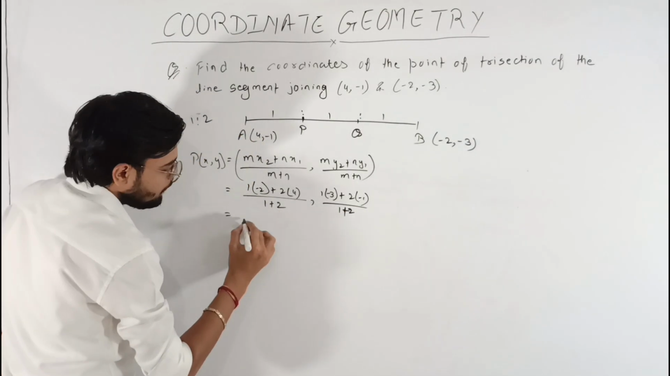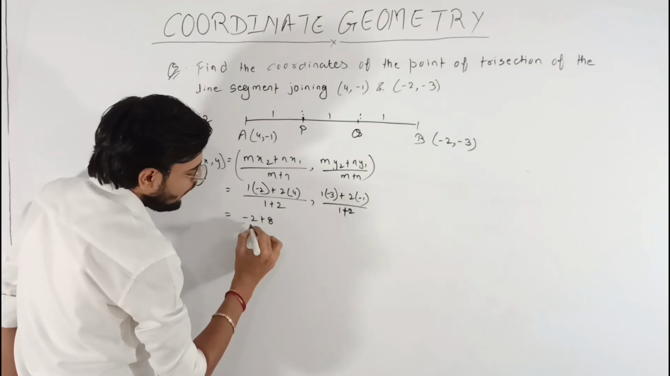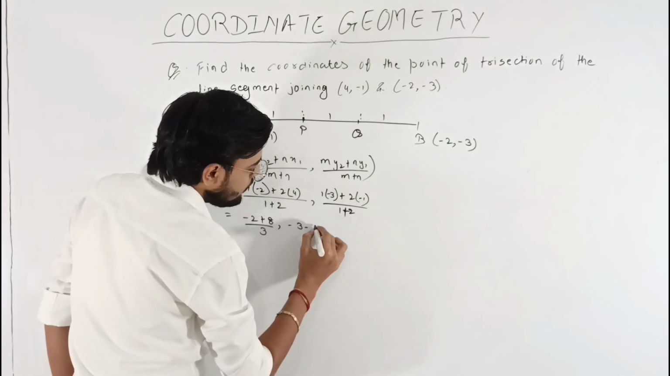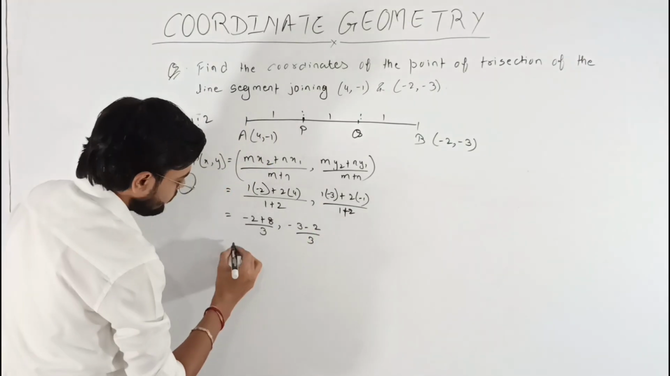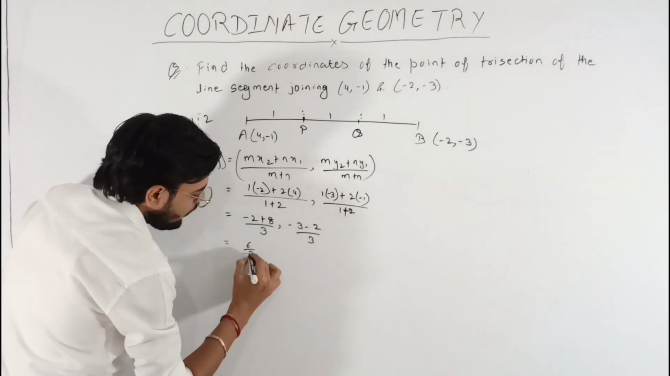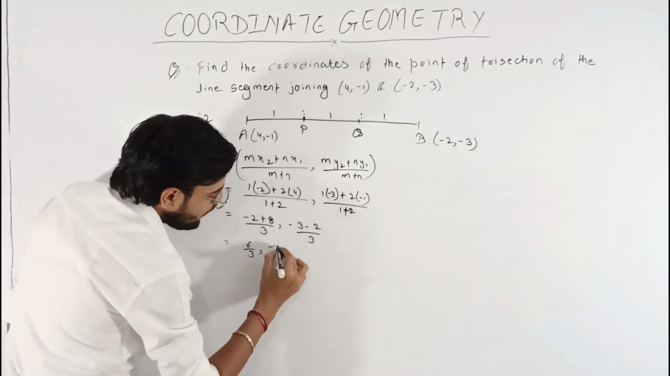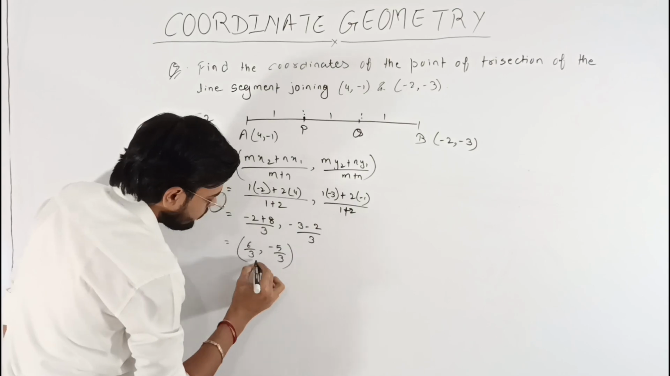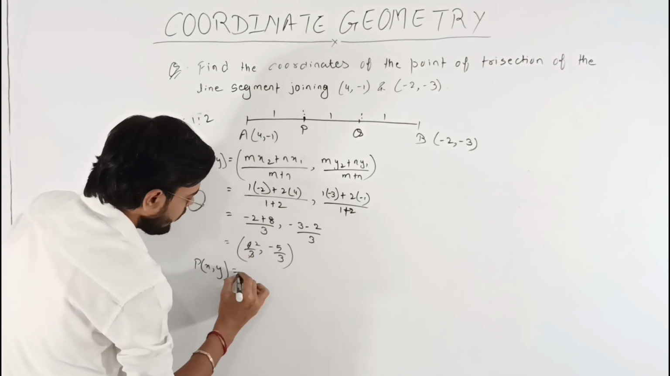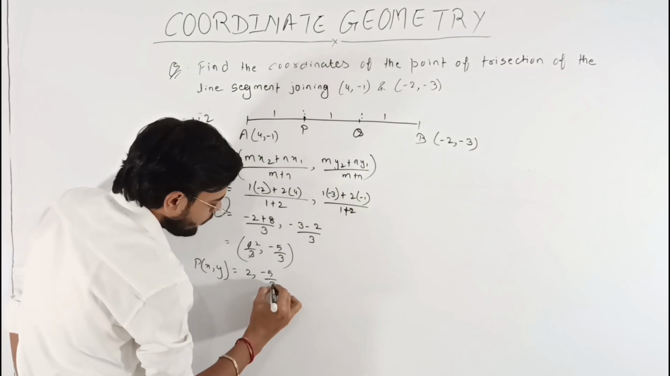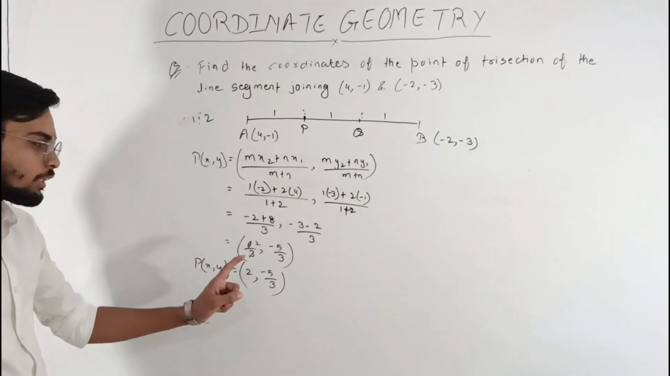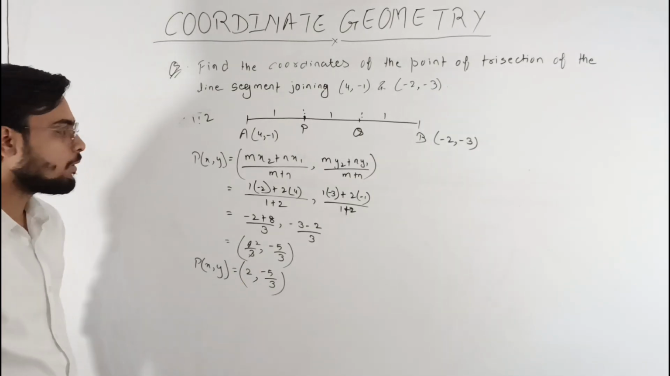Now calculate this one. This will become minus 2 plus 8 upon 3. Now this will become minus 3 minus 2 upon 3. So from here, plus 8 minus 2 is 6 upon 3. Now minus 2 and minus 3 is minus 5 upon 3. Now 3 into 2 is 6. So P(x, y) is equal to 2 comma minus 5 upon 3. So the coordinates of P are 2 comma minus 5 upon 3, where 2 is the x coordinate and y is minus 5 upon 3.